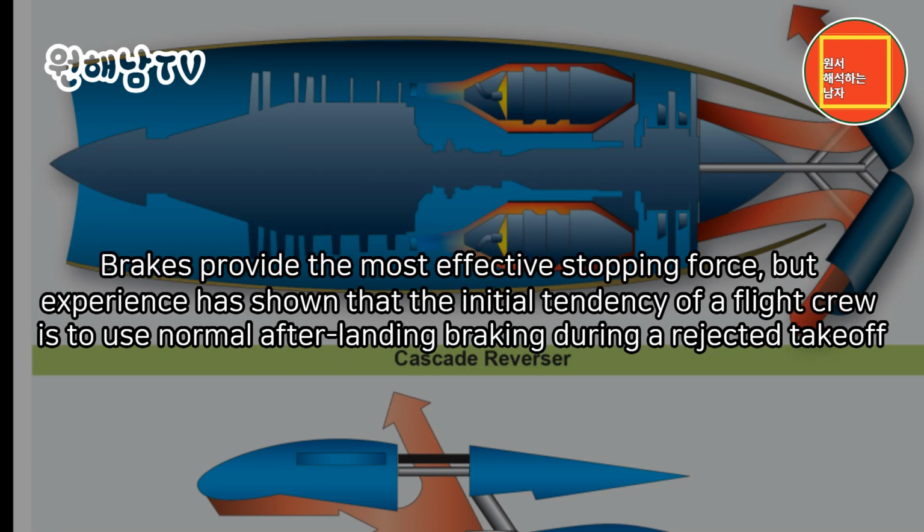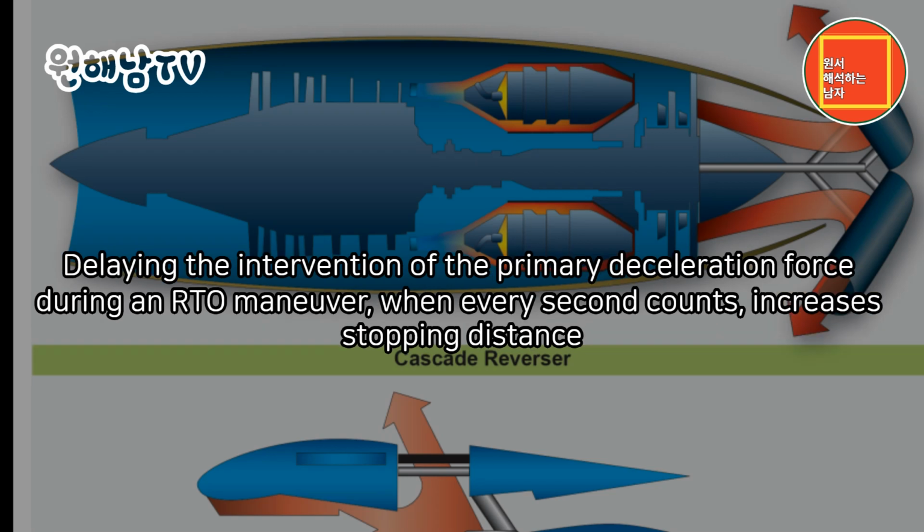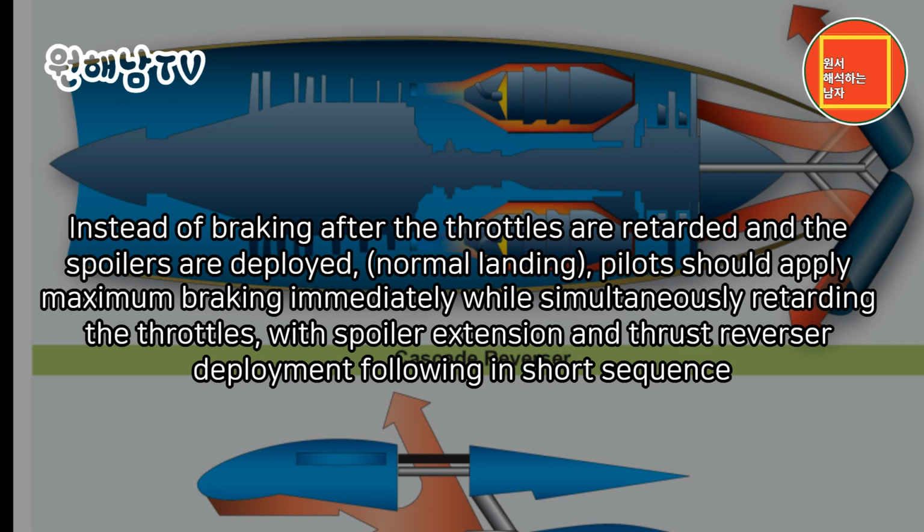Brakes provide the most effective stopping force, but experience has shown that the initial tendency of a flight crew is to use normal after-landing braking during a rejected takeoff. Delaying the intervention of the primary deceleration force during an RTO maneuver, when every second counts, increases stopping distance. Instead of braking after the throttles are retarded and the spoilers are deployed, as in a normal landing, pilots should apply maximum braking immediately while simultaneously retarding the throttles, with spoiler extension and thrust reverser deployment following in short sequence.